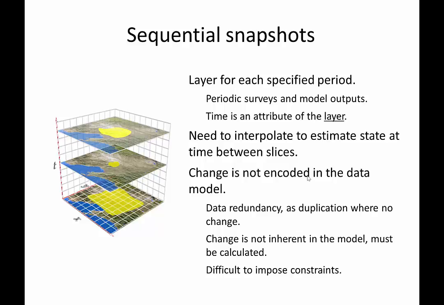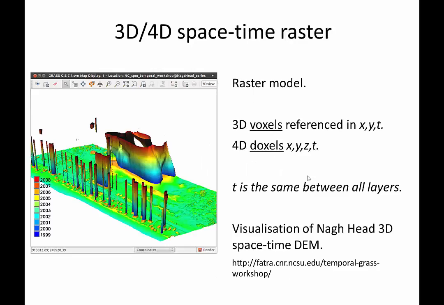It's also very difficult to impose any kind of temporal constraints on these models. So for example, if there must be at least 2 years of being yellow in each cell, how would you tell? It's only through analysis that you could find that, say, this cell had only existed as yellow for 1 year. Okay, so it's difficult to put constraints on. But it is probably one of the most used temporal models.